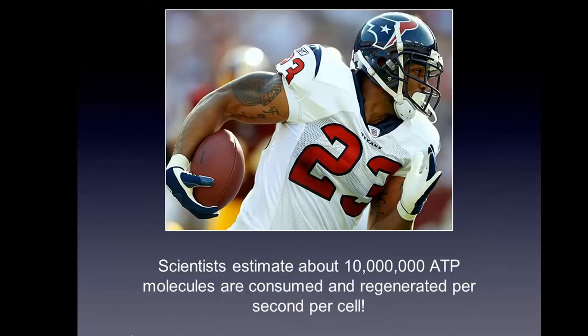If you are using a lot of energy, particularly in your muscle cells where you'd have a lot of mitochondria, scientists estimate that we consume about 10 million ATP molecules every second in a single cell. Okay, so that's breaking back down into ADP and inorganic phosphate, and then just like that, these join back together again to make ATP in cellular respiration.